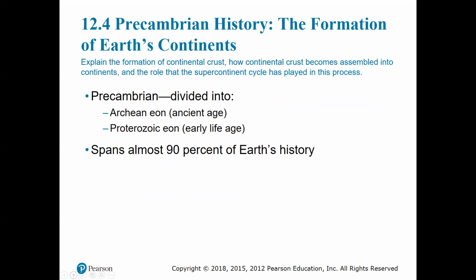So in the Precambrian time period, we have about 90% of Earth's history. It's our first 4 billion years. We have the Archean eon, which means ancient age, and the Proterozoic, which means early life age. And when we look at Precambrian history, I like the analogy that your book used. It says it's written in scattered speculative episodes like a long book with many missing chapters.